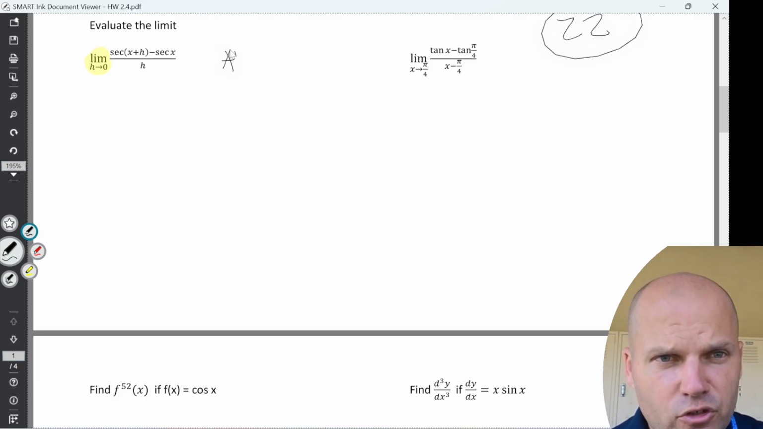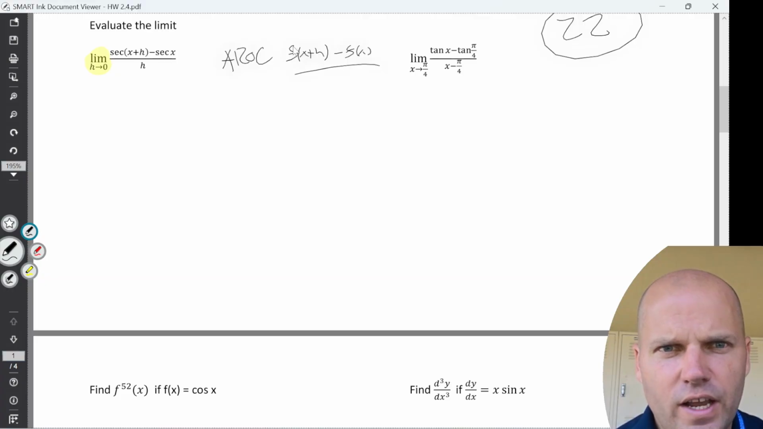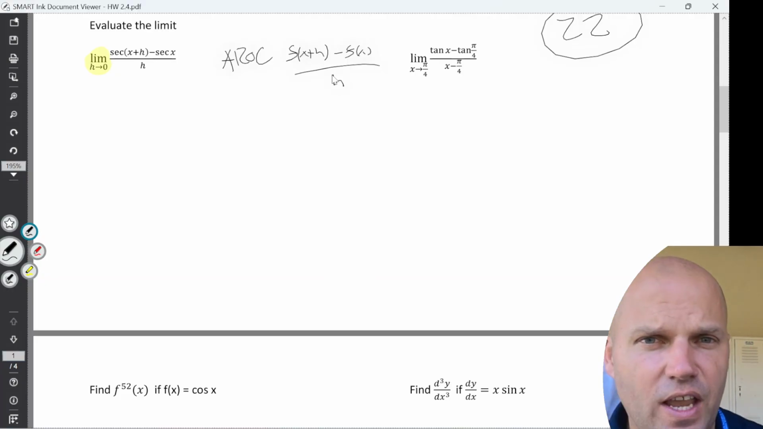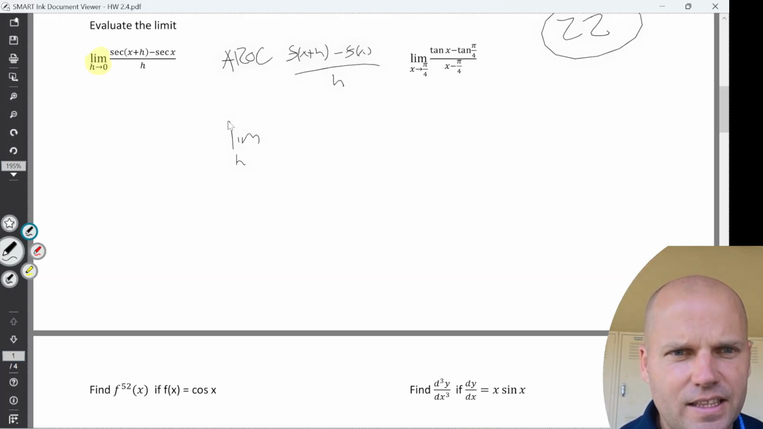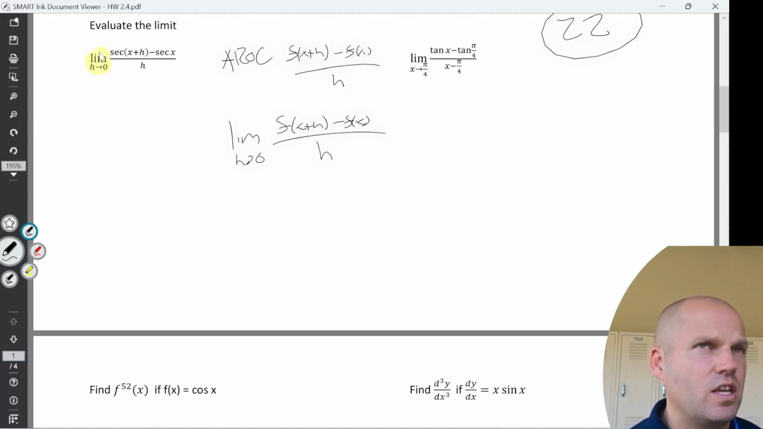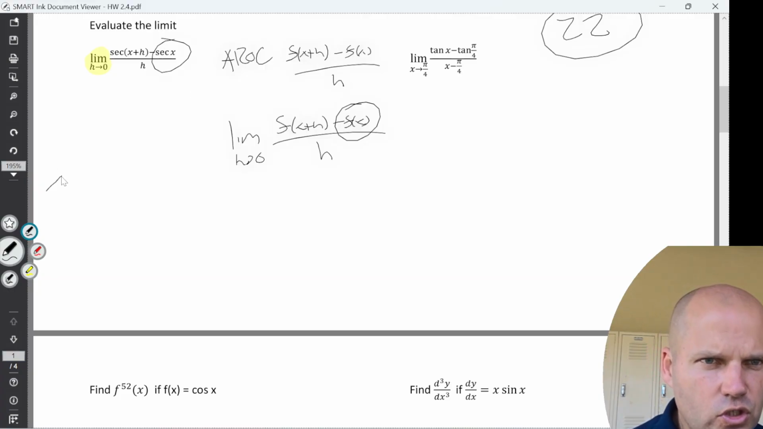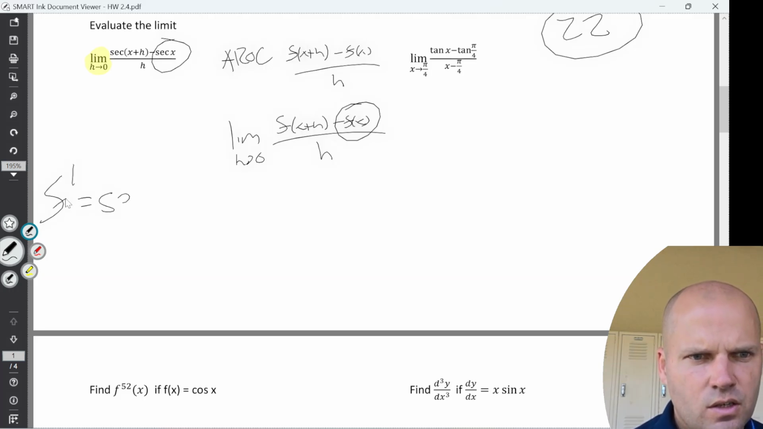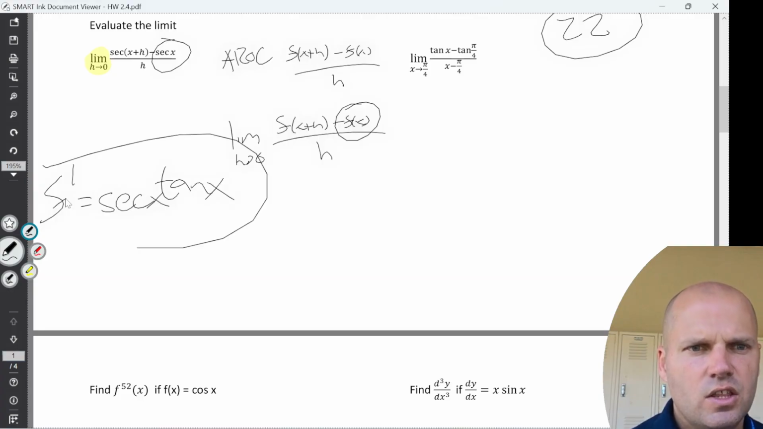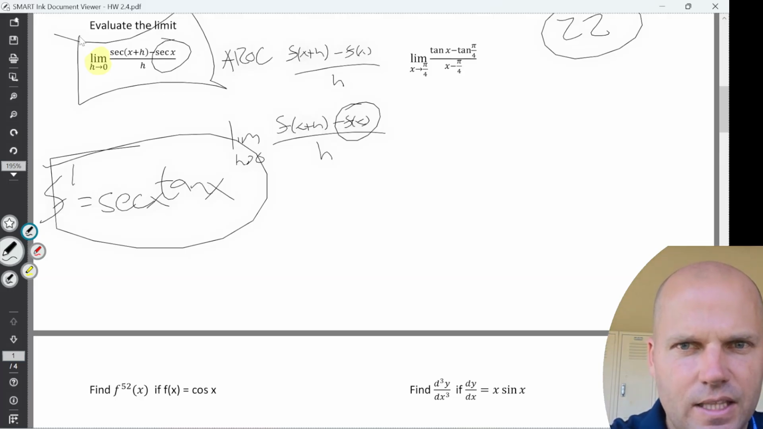So remember, average rate of change was like a y2 minus a y1 over an x2 minus an x1, which was just a distance of h. When we attach a limit to that, it becomes an instantaneous rate of change. Okay, so this is actually asking you for the instantaneous rate of change of the secant function. It's asking you for the slope equation of secant. The answer is just this. This does not involve actually doing anything like plugging in 0 or doing anything limit-wise.